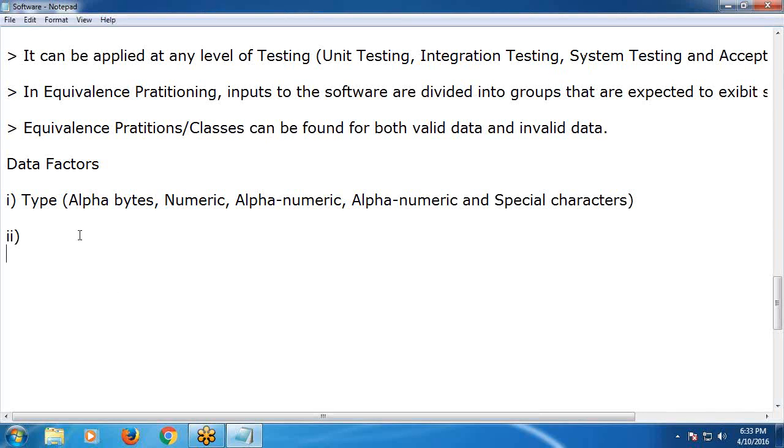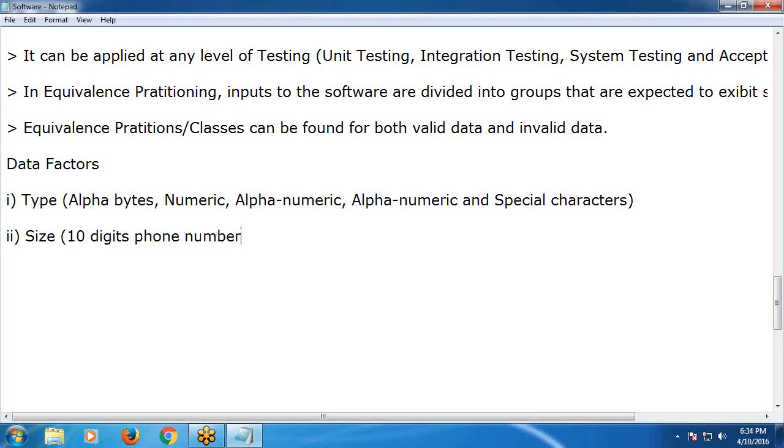Cool, no issue. Next, size of the data. Suppose the phone number field accepts 10-digit numeric values. 10-digit is the size, numeric is the type.